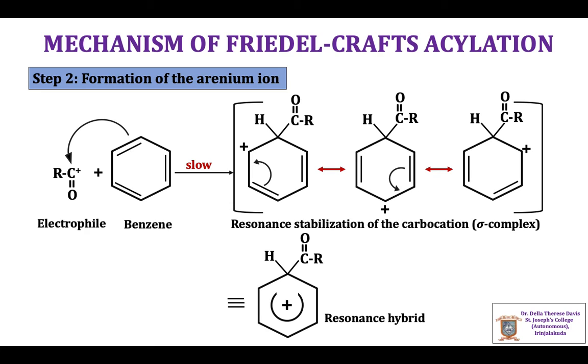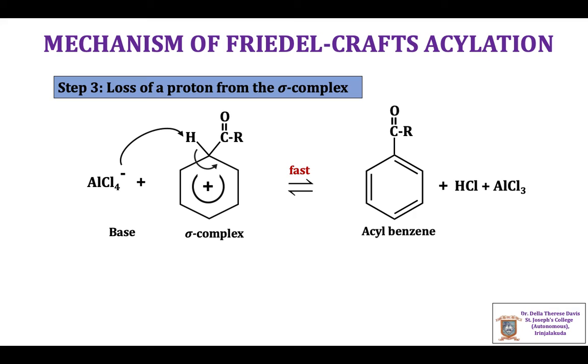In the second step, the electrophile attacks the benzene ring to give the pi complex, which changes to the sigma complex and is resonance stabilized. In the final step, the base AlCl4 minus abstracts a proton from the sigma complex to give acyl benzene. This is the mechanism of the Friedel-Crafts acylation reaction.